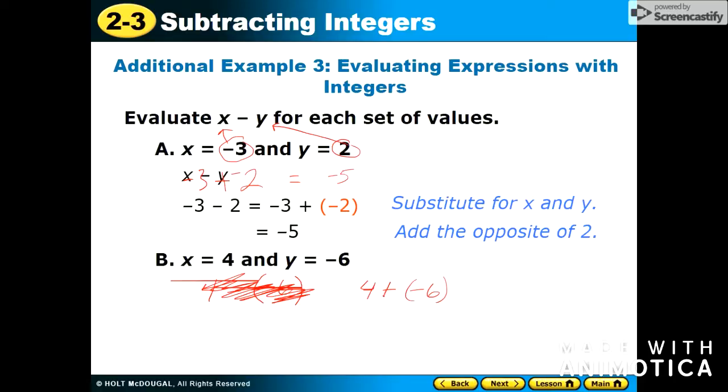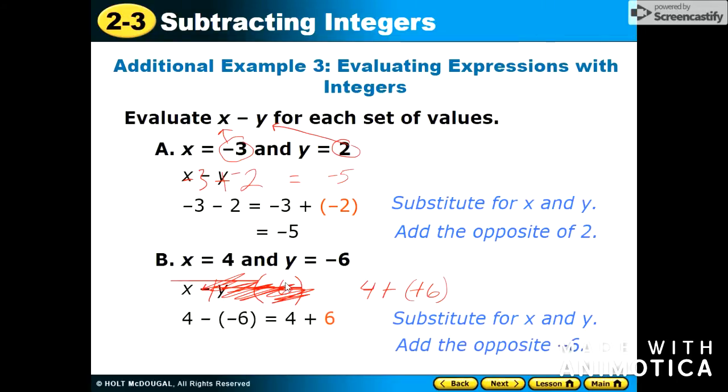But what's nice is when I read this, 4 minus negative 6, change my subtraction to addition, and the next to its opposite, chop chop. Well, that becomes really easy. Now I got all positive numbers. 4 plus 6 would give me 10. Let's see if they came up with the same thing. Perfect, they did. Okay, so that was for A and B for example 3.